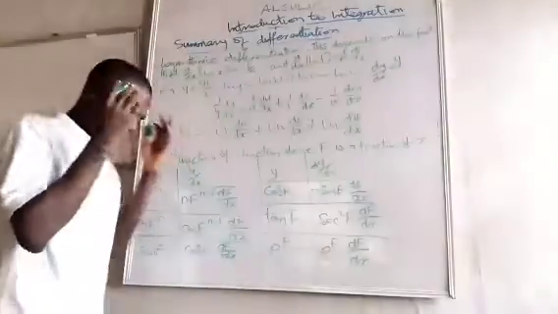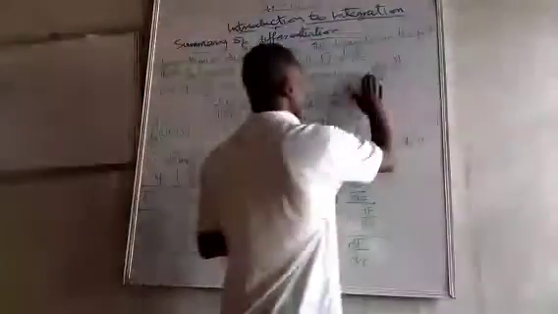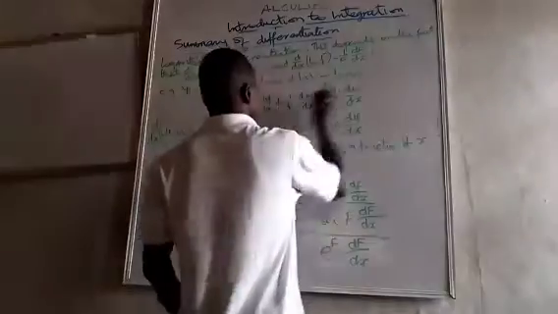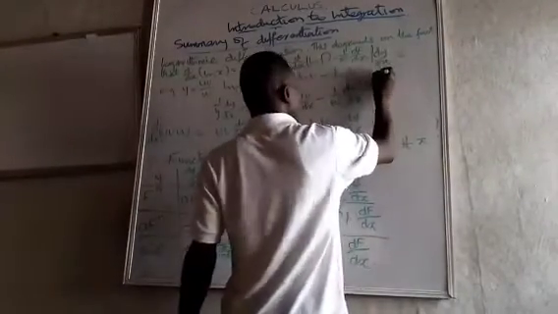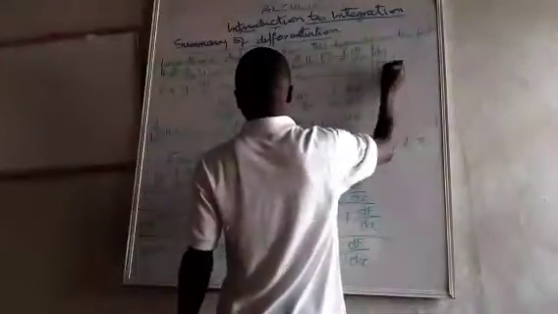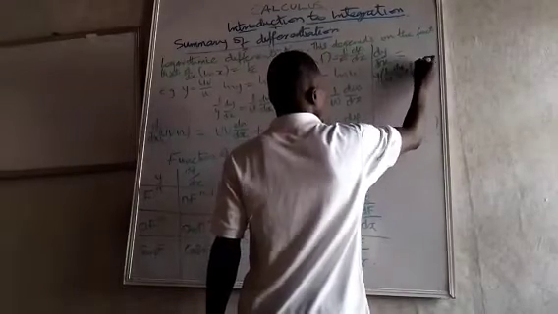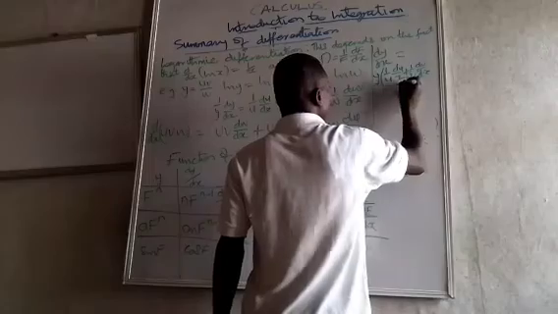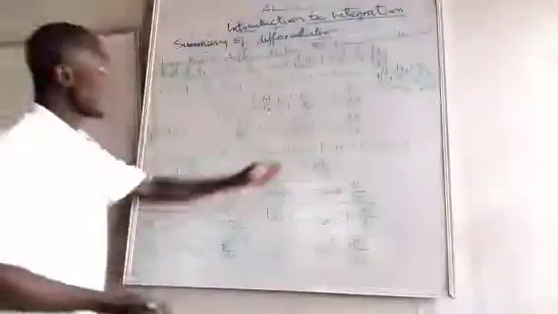So it makes our work very easy. So at the end of the day, we are going to have something like this: dy/dx will be equal to y into 1/u du/dx plus 1/v dv/dx minus 1/w dw/dx. You can see it's very, very easy.